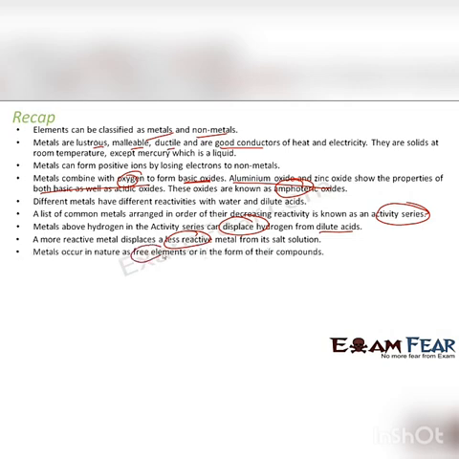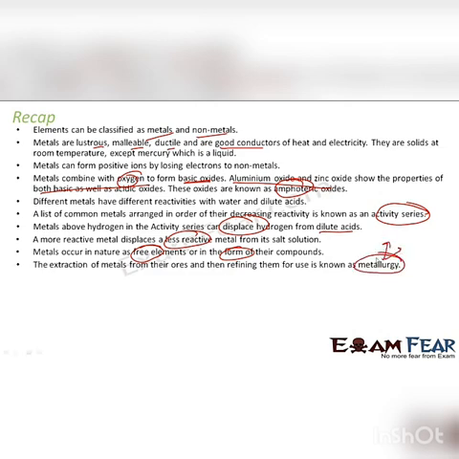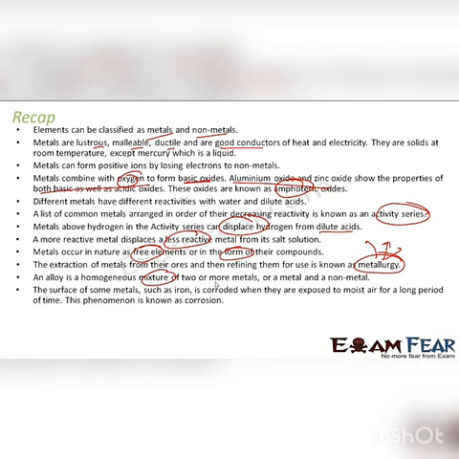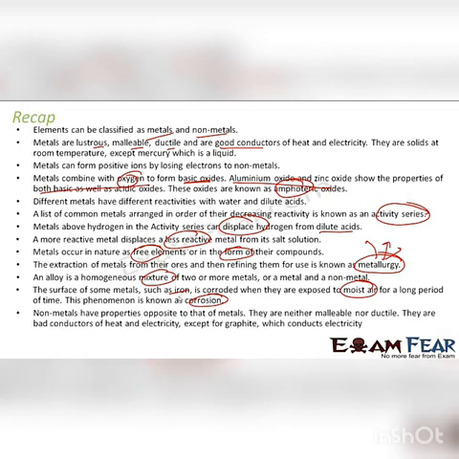Metals occur as free elements or in the form of compounds in nature. The extraction of the metal from the ore and the refining, the whole thing is called metallurgy. It's a very old process, people have been doing this since long. An alloy is a homogeneous mixture of two or more metals, or metals and non-metals. It has different properties. The surface of some metals such as iron is corroded when exposed to moist air for a long time, and this phenomenon is called corrosion.